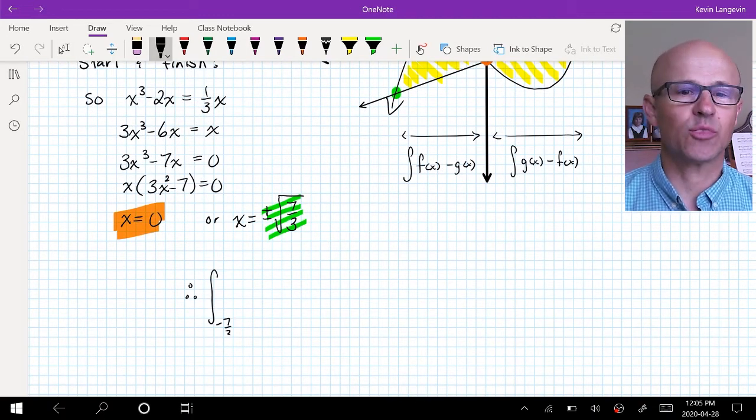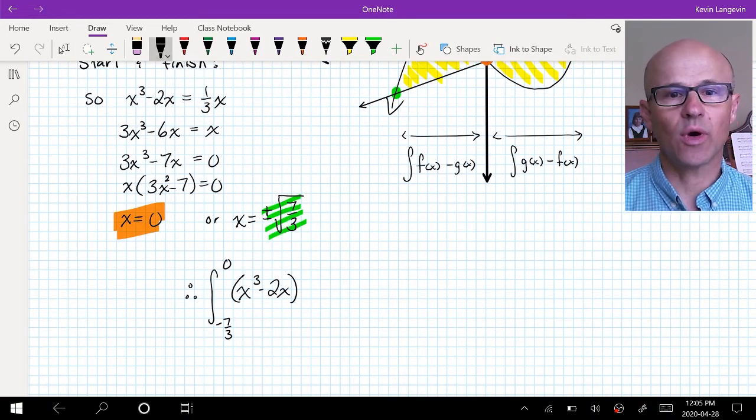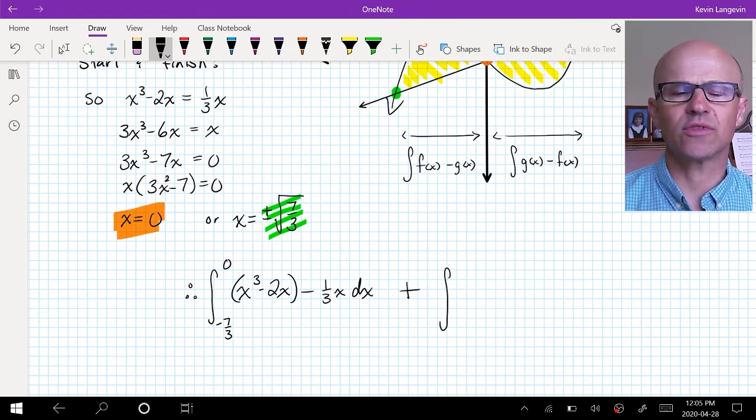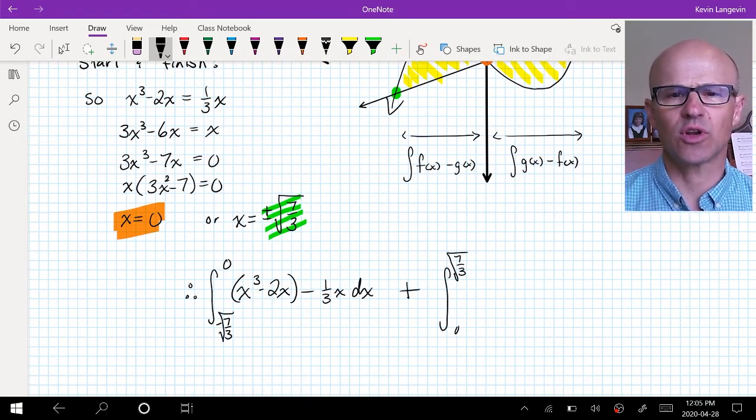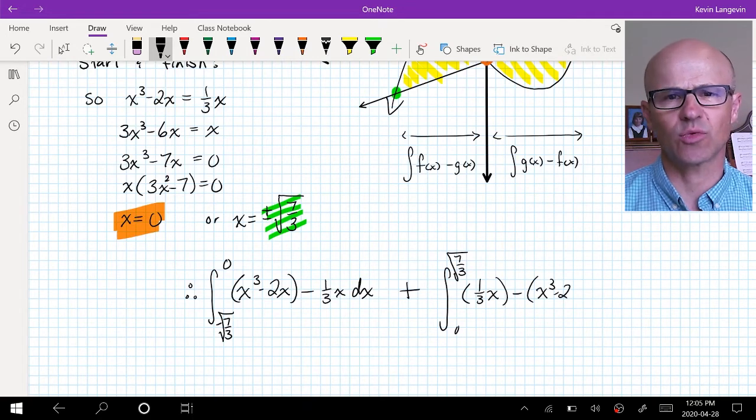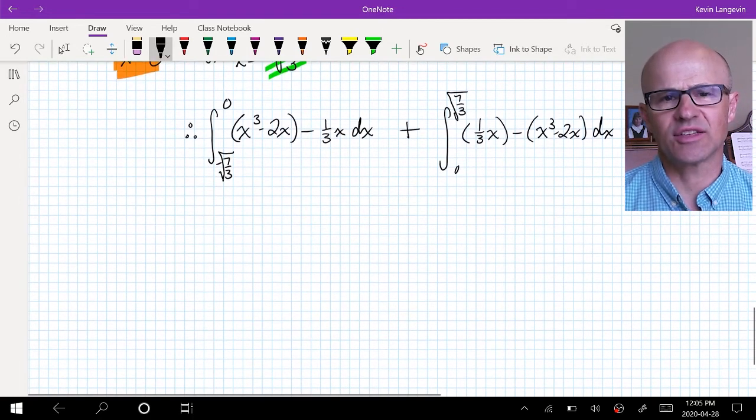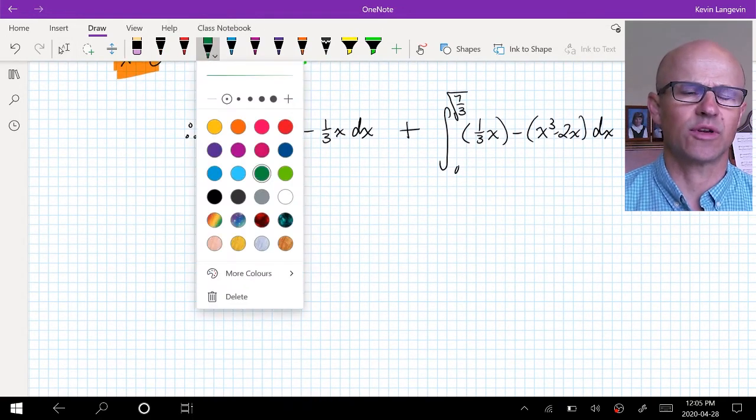So again, we end up with two different pieces. One of them goes from the negative square root of 7/3 to 0. The other one goes from 0 to the positive square root of 7/3. And as I said, you can do the calculation for that one.